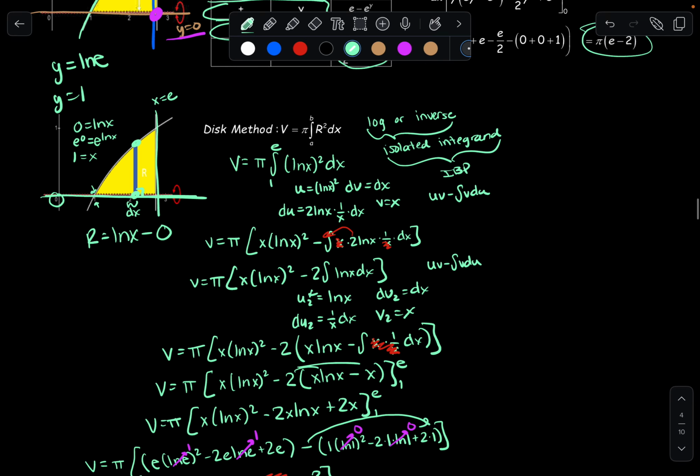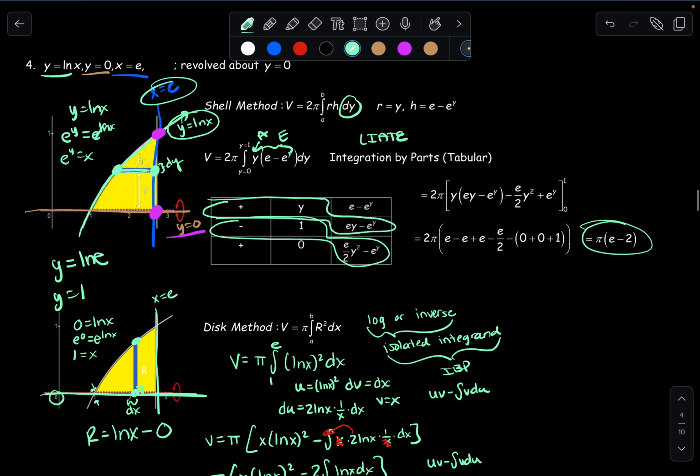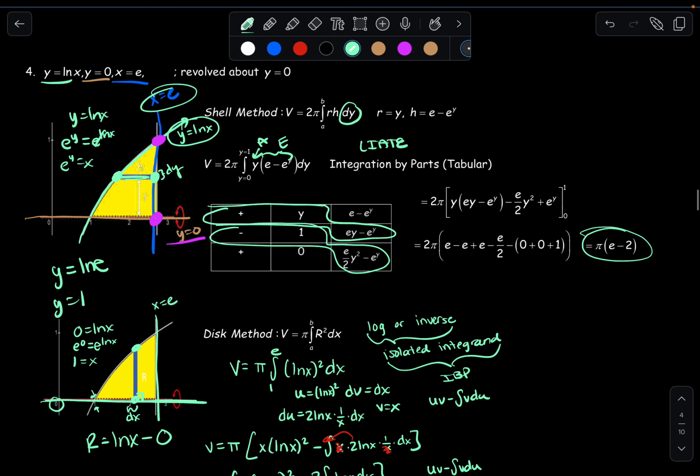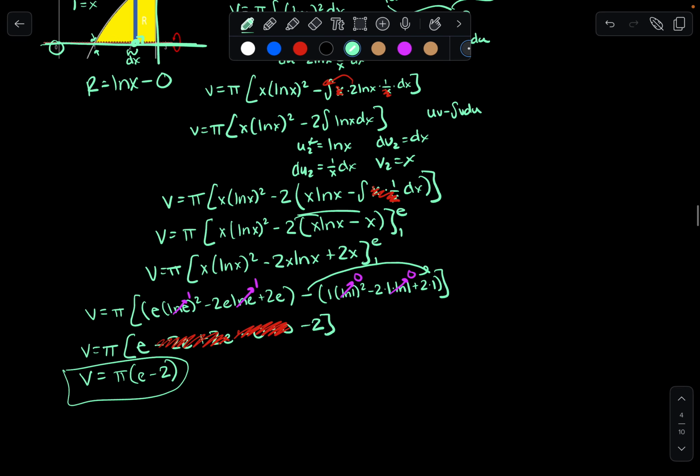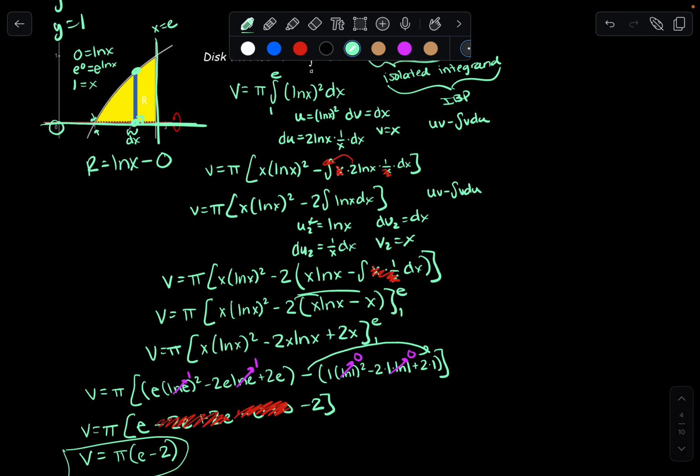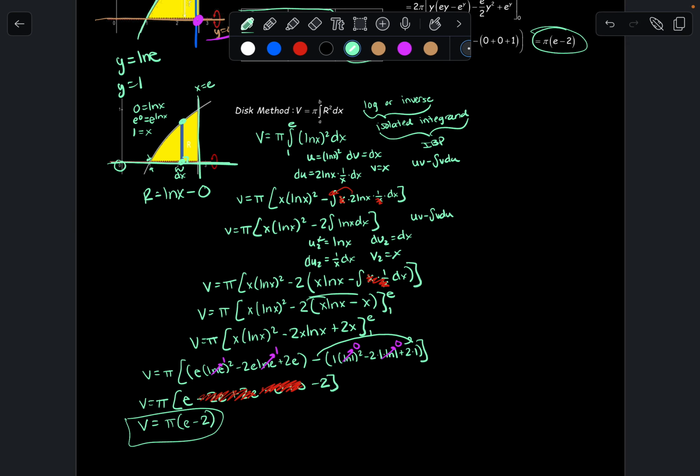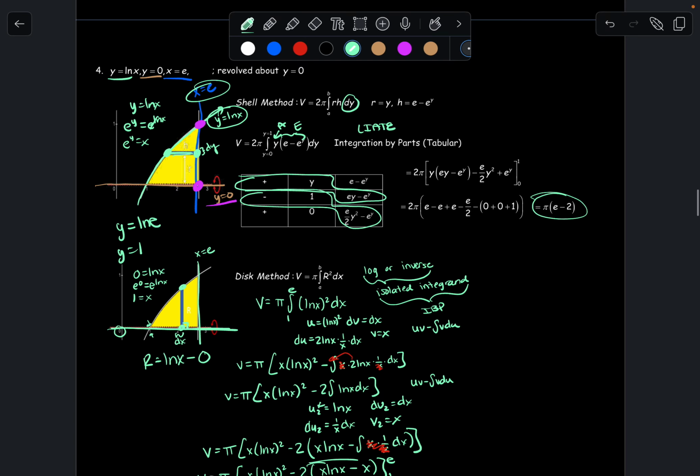So obviously the shell method is more efficient than using the disk method, which is why I'm suggesting that you keep the shell method in your arsenal because, again, you can save a significant amount of time with that method. Now, the disk method was just integration by parts, but it was twice, a lot of algebraic manipulation, but with the tabular method, we got away from a lot of that, okay?